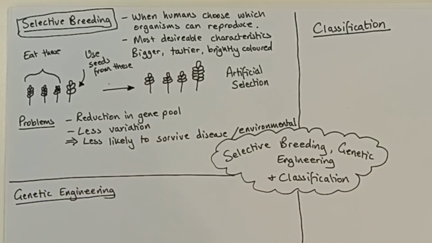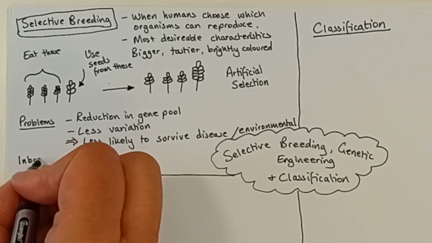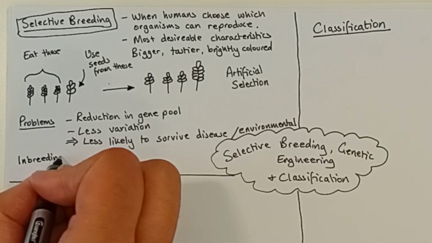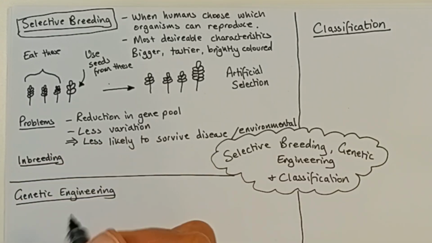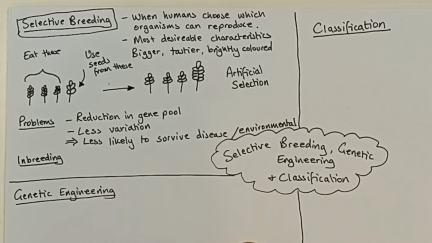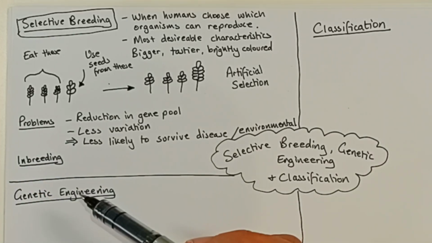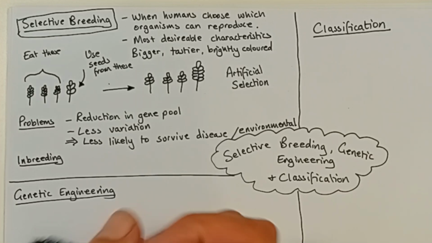There's another problem with selective breeding in that it often leads to inbreeding. This is where individuals of the same family, so they will more likely to have the same genes, are bred together, and therefore they're more likely to get inherited recessive disorders. So in populations where there's inbreeding in plants and animals, you get an increase in recessive disorders.